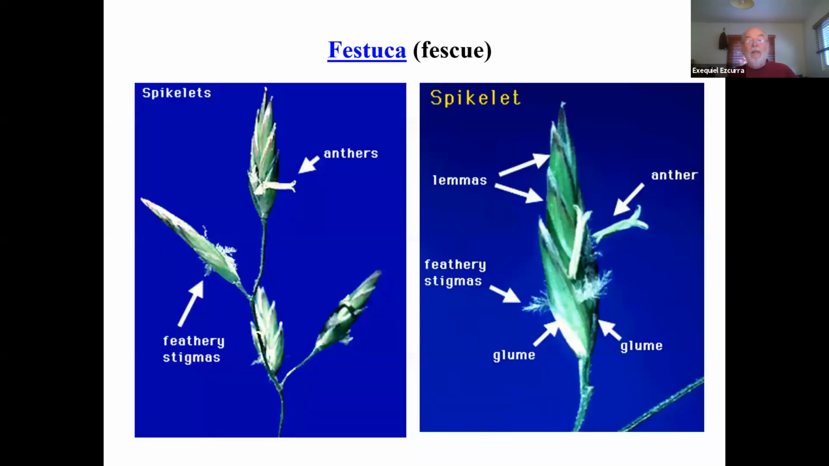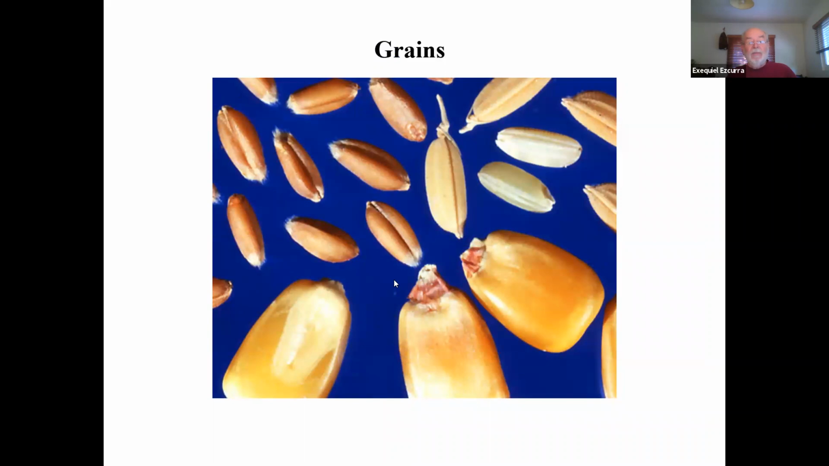The grains in the Poaceae, in the grass family, are also very, very distinctive. And any of you who likes eating whole grains of corn, maize, or wheat, or barley, or even whole rice, will recognize them immediately.